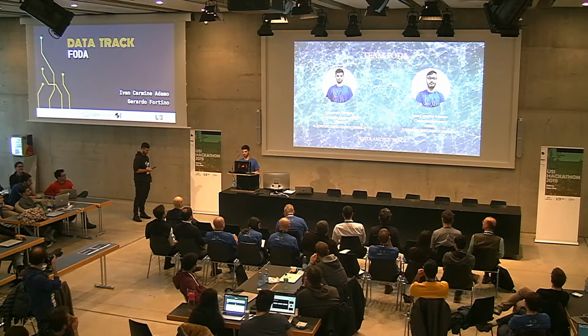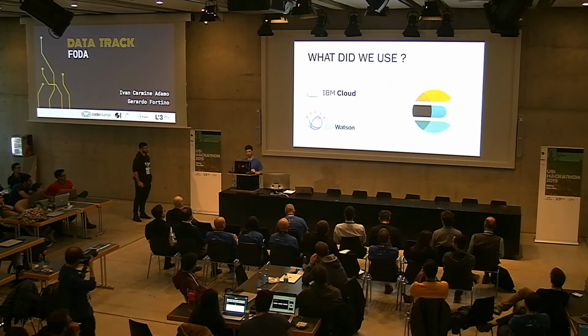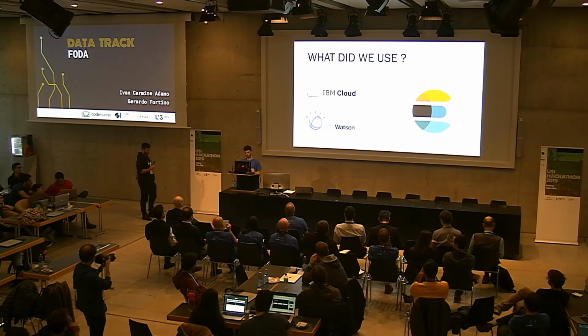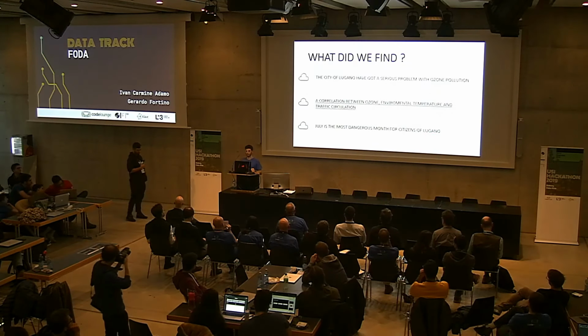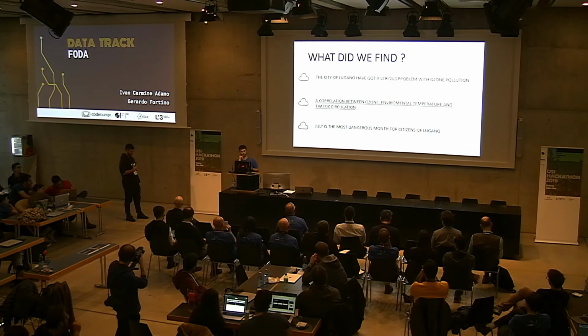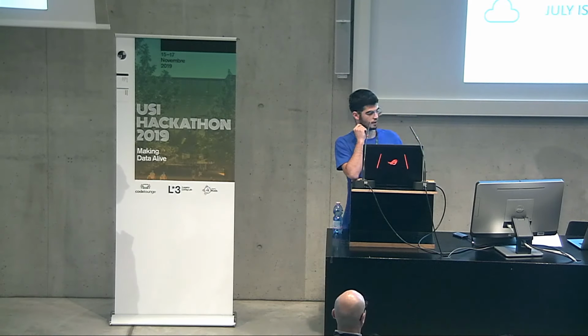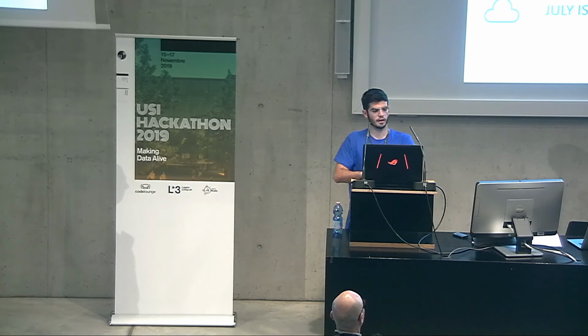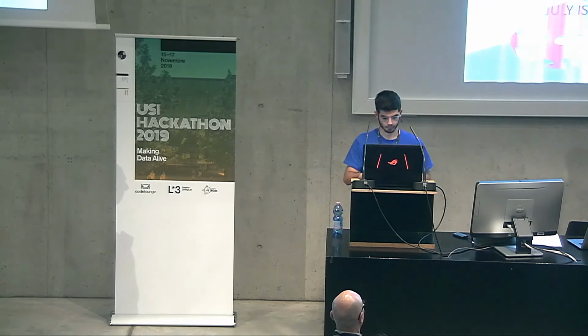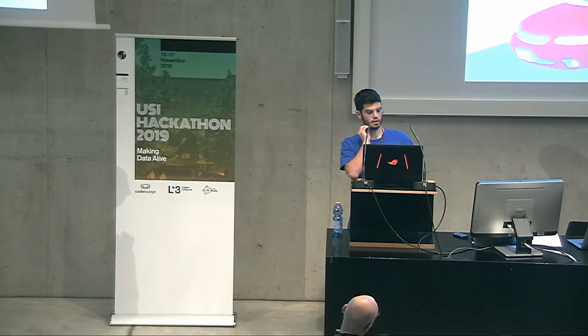Okay, so good evening. This is our team. My name is Gerardo. For this project, we used IBM Cloud and IBM Watson for data analysis. We discovered that the city of Lugano has a serious problem with ozone pollution. And we confirmed the correlation between ozone pollution, environmental temperature, and traffic circulation. We also discovered that the most dangerous month for the citizens of Lugano is July. So what is ozone? Ozone is created by traffic jams, smog, and sunlight.